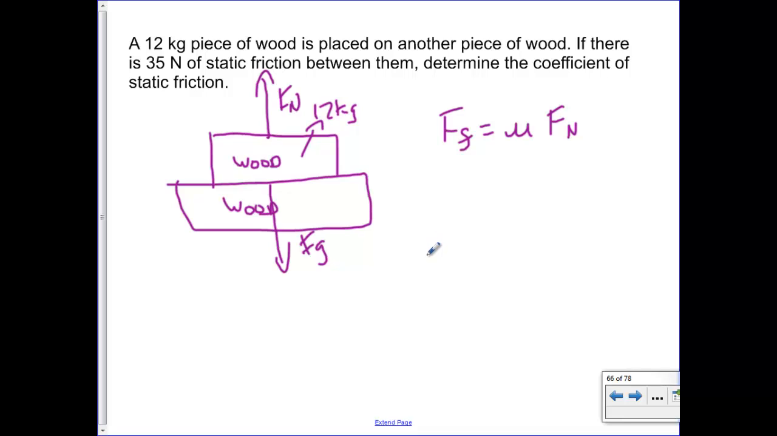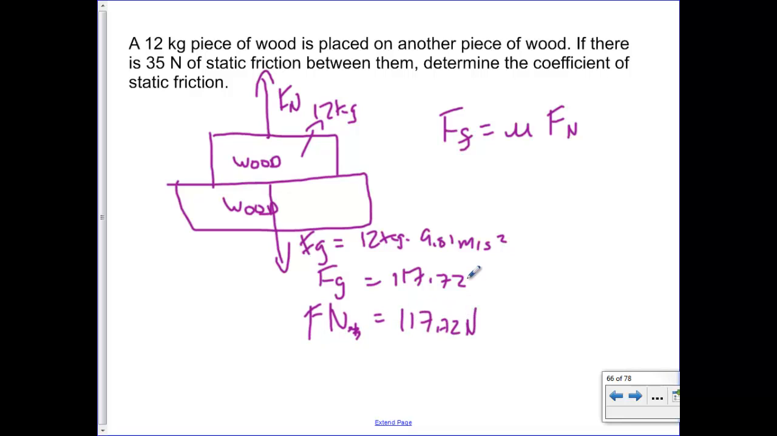They should be the same unless for some reason this piece of wood on the bottom here is not structurally strong enough to actually hold the top piece of wood, and then it would crash through it. But I haven't told you that that's happening. So Fg would be 12 kilograms times 9.81. So 12 times 9.81, I've got 117.72. So if the force of gravity is 117.72, then the normal force is also 117.72.